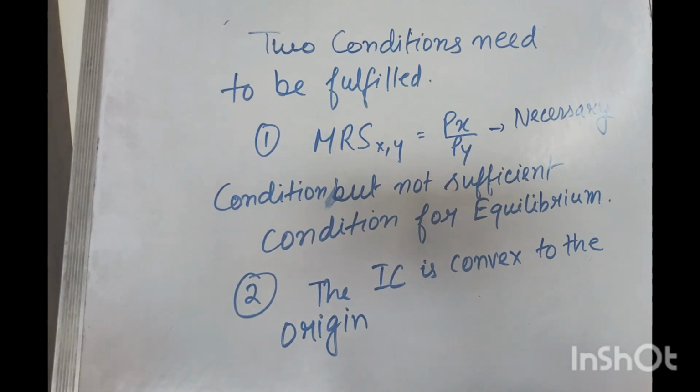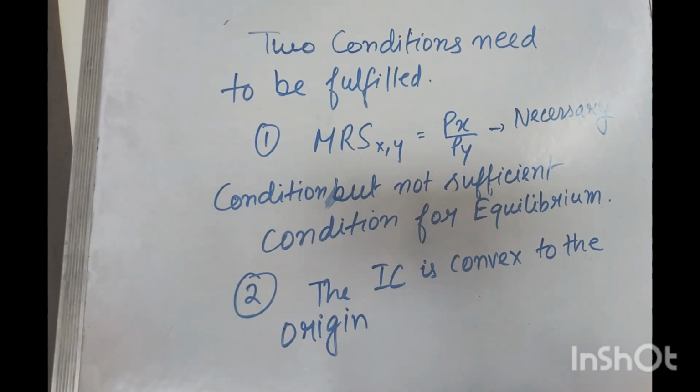First condition is MRS xy will be equal to Px by Py, which is a necessary condition, but it is not a sufficient condition for equilibrium. Next condition is that the indifference curve, or the IC curve, has to be convex to the origin. So these are the two conditions that need to be fulfilled for the consumer to attain equilibrium.